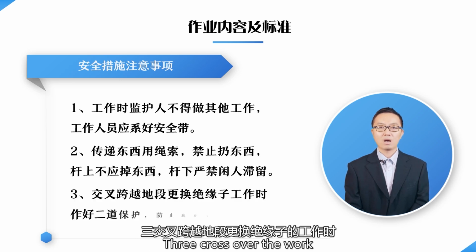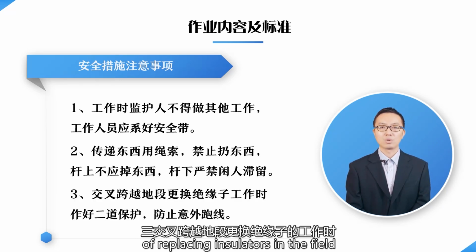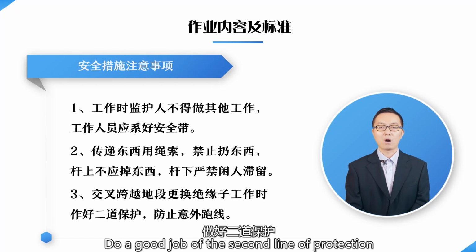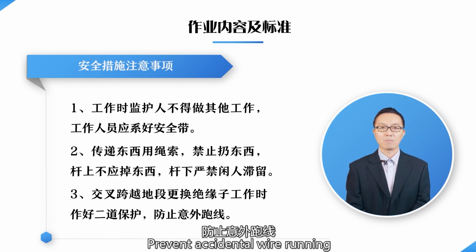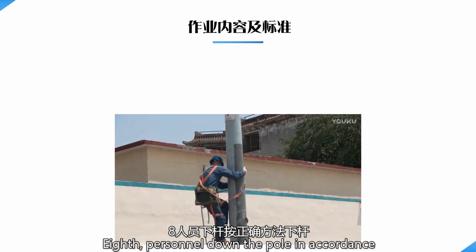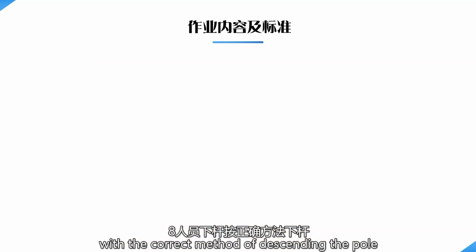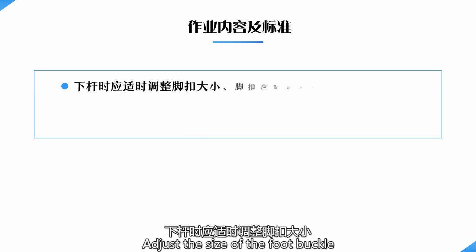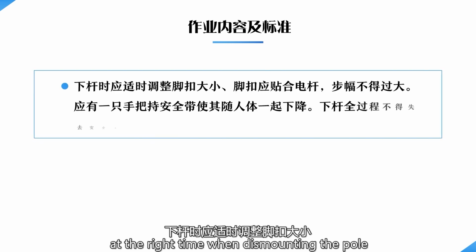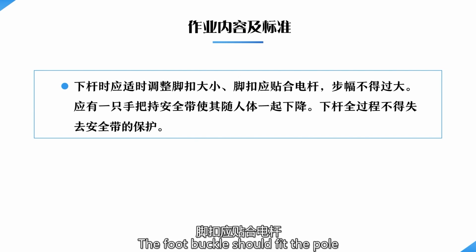3. For the work of replacing insulators across the field, do a good job of the second line of protection. Prevent accidental wire running. 8th, personnel go down the pole in accordance with the correct method of descending the pole. Adjust the size of the foot buckle at the right time when dismounting the pole. The foot buckle should fit the pole.